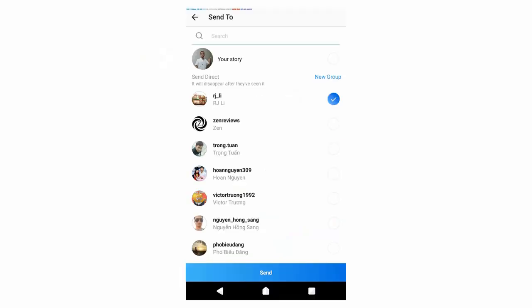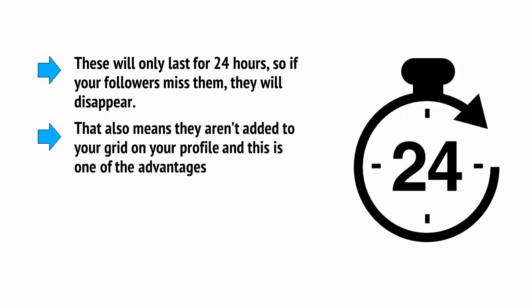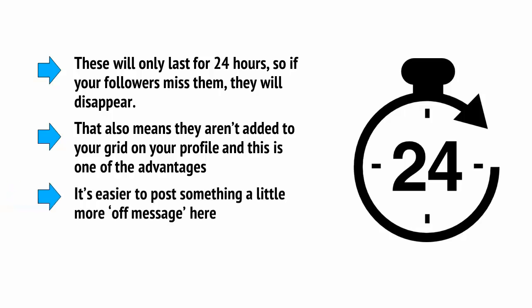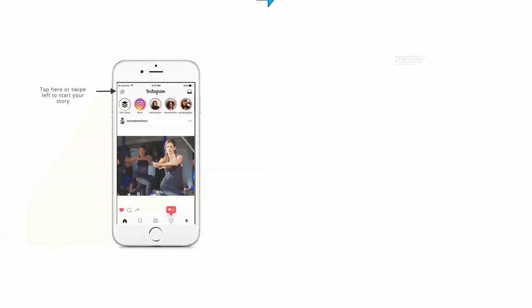Note that your stories will work a little differently to your regular pictures. Remember, these will only last for 24 hours, so if your followers miss them, they will disappear. That also means they aren't added to your grid on your profile, and this is one of the advantages. It's easier to post something a little more off message here, perhaps something that is a bit of fun.